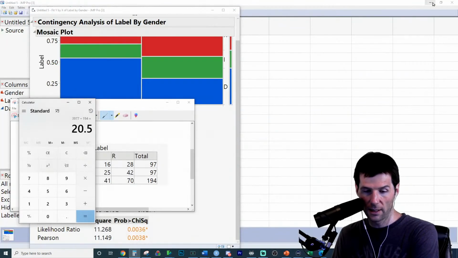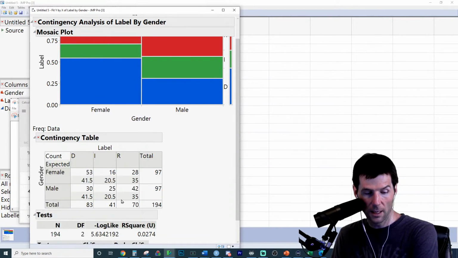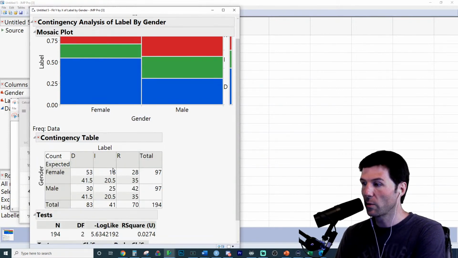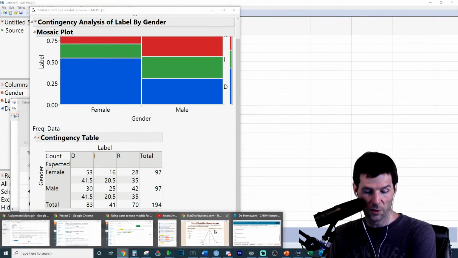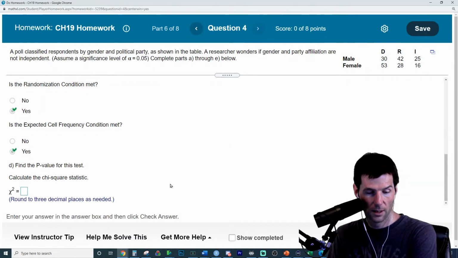So let's go take a look and see if that's what we're getting over here, because we can find all the answers by going to expected, and there's our 20.5. So we actually have all the answers here, and we meet the expected cell count condition. So we're good to go on the expected cell count. Good to go. Awesome stuff.